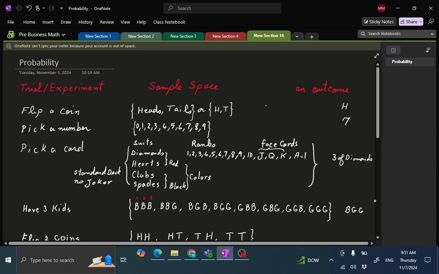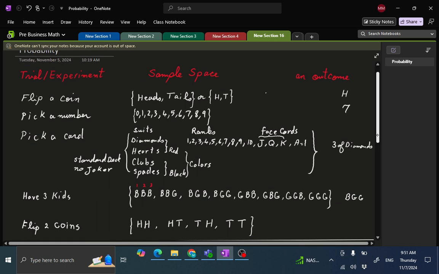Here's a list of all possible outcomes, so that we have boy, boy, boy, boy, boy, girl, and so on, all the way through the list of all 8 possibilities, and we are going to come back to that. How do we arrange all of these possibilities, make sure we don't skip any possibility, and so on. We could think about more complicated experiments.